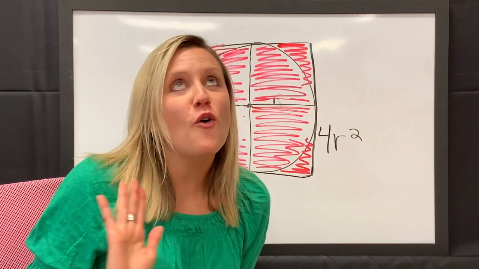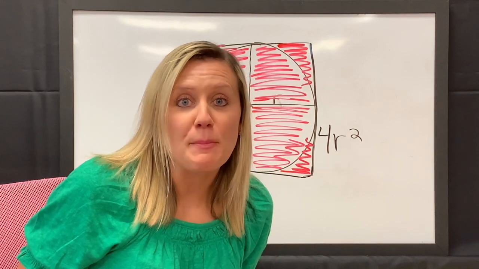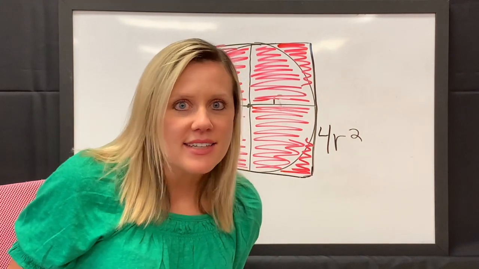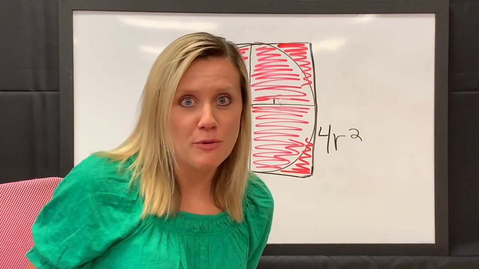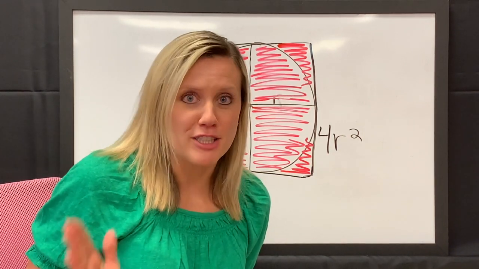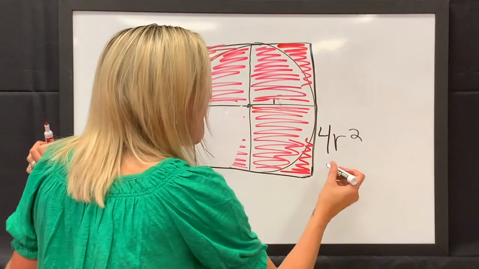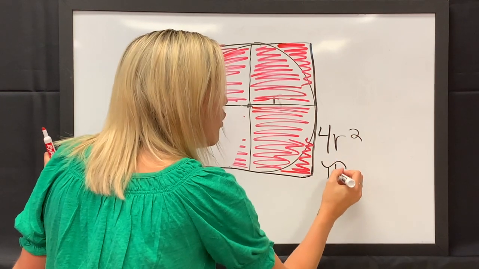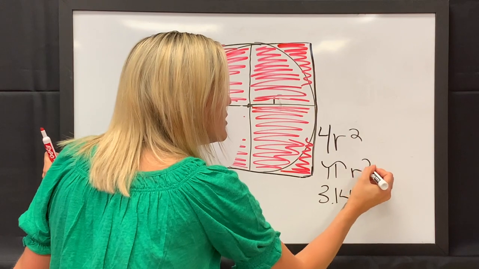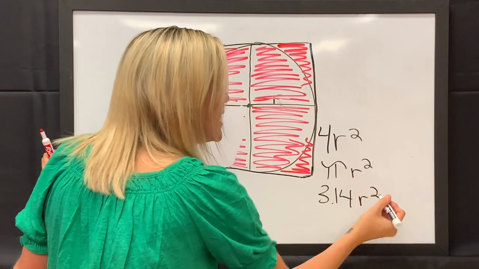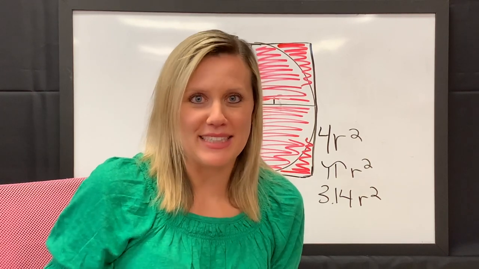So almost 4,000 years ago, a guy named Archimedes came up with the number pi. And pi is a number that's just a little bigger than 3. And that's the number we use when we find the area of a circle. So the formula to find the area of a circle is actually pi, or 3.14, times r squared. So we are going to use that formula to do a couple examples.